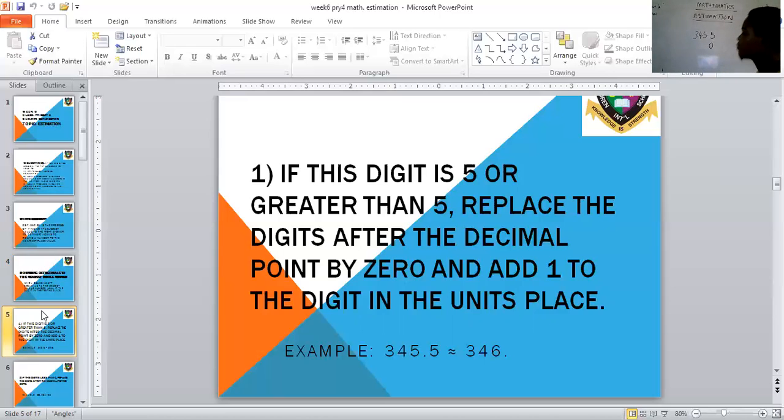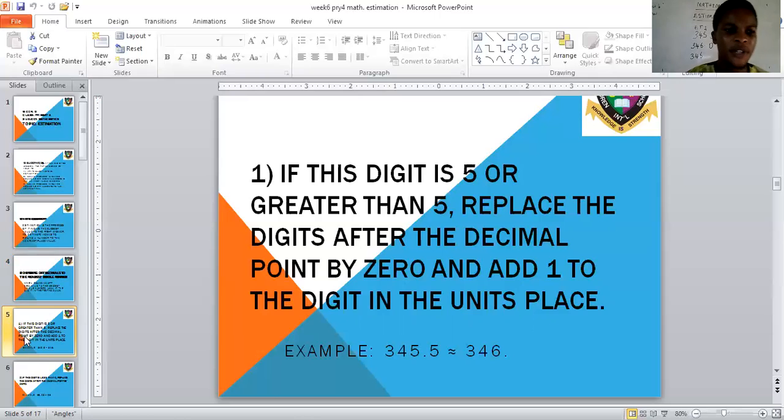Which digit is in the unit place? We have 5 in the unit place. Don't forget, this is units, this is tens, and this is hundreds. So the digit in the unit place is 5. Since the digit after the decimal is 5, automatically you add 1 to the digit in the unit place, which gives us 346, because this 0 is insignificant. Is that taken? Good.